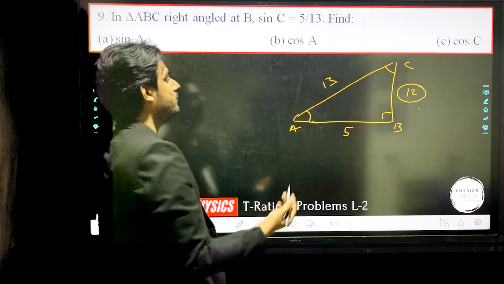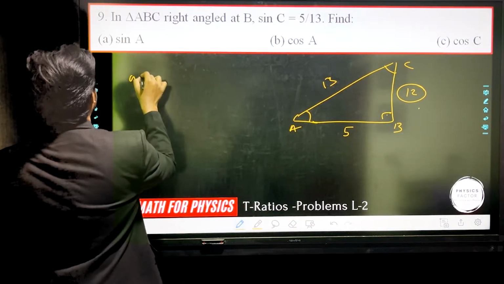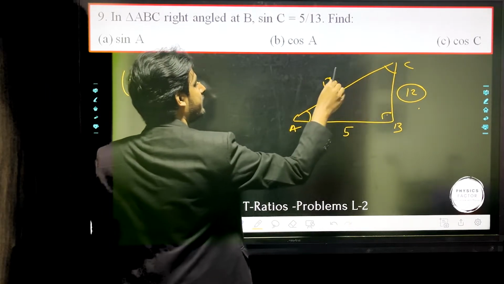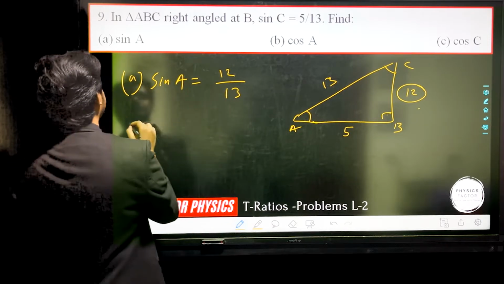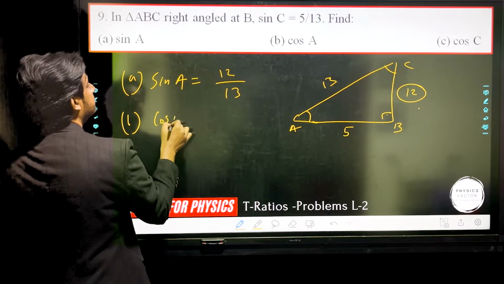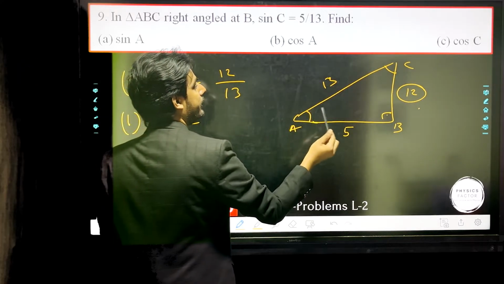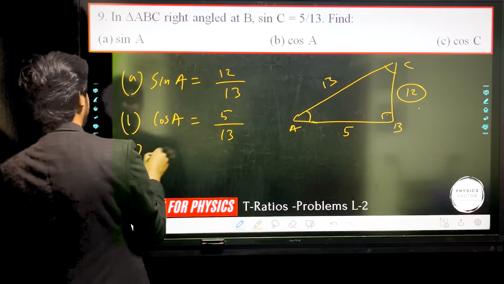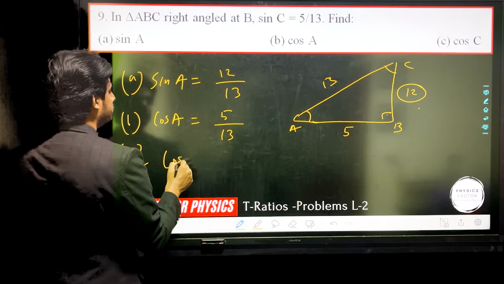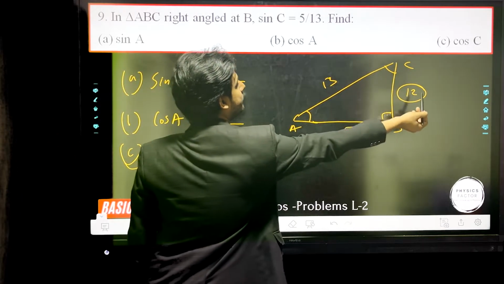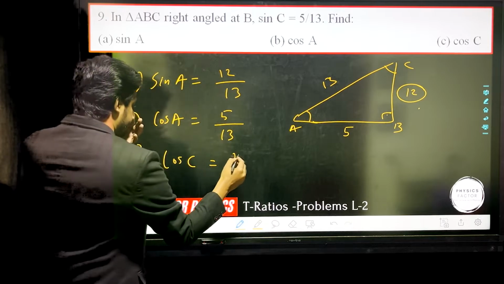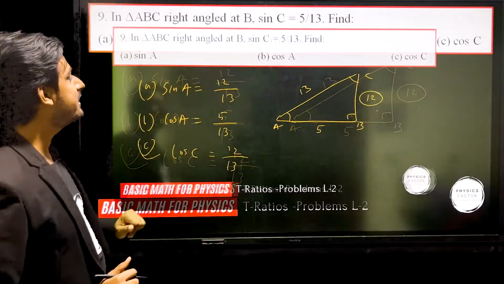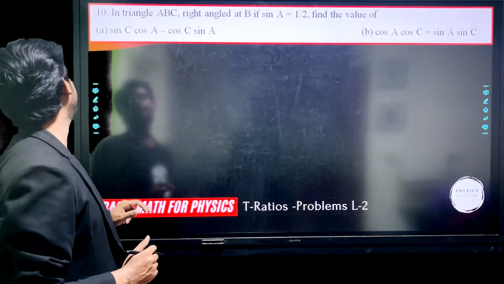Okay, so now we have to calculate as per the question. So we have sin A. Sin A is, this is A, opposite upon hypotenuse, so 12 by 13. B, we have cos A. So cos A is, this is A only, so base upon hypotenuse, so 5 upon 13. And now we have cos C. Now this is C, so this becomes base upon hypotenuse, so 12 upon 13. Fine. All right. Let's move to the next question, number 10.